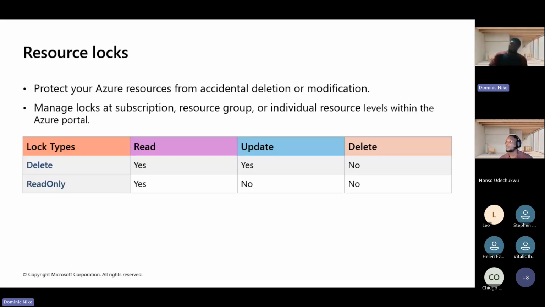Let's talk about locks, for example. What are locks? A resource lock is like a safety feature in Azure that helps you to protect important resources like servers, database, and storage from being accidentally deleted. A resource lock protects your resource from being accidentally deleted or modified. Modification means somebody goes and changes something.